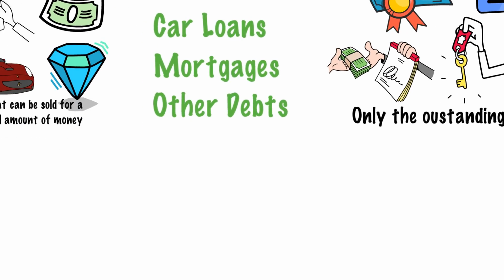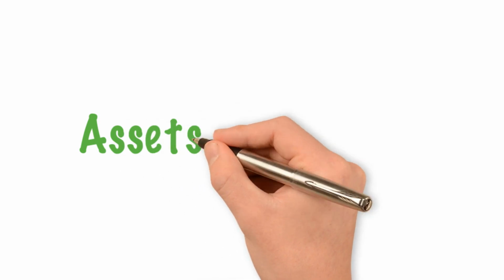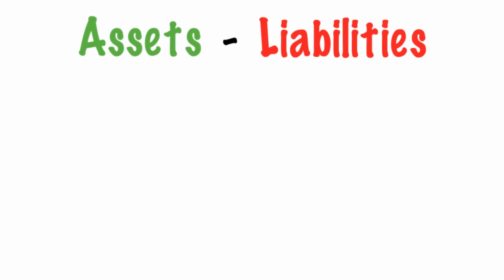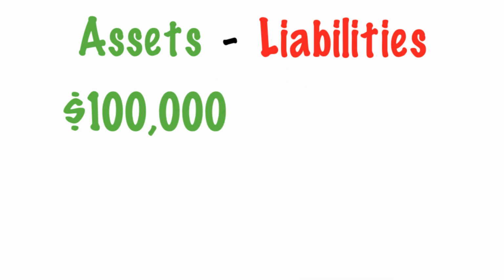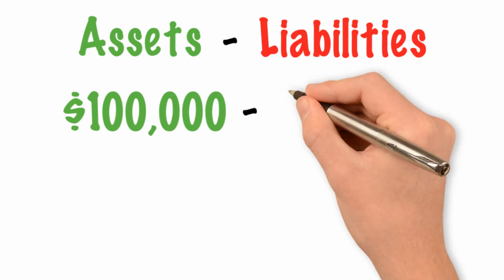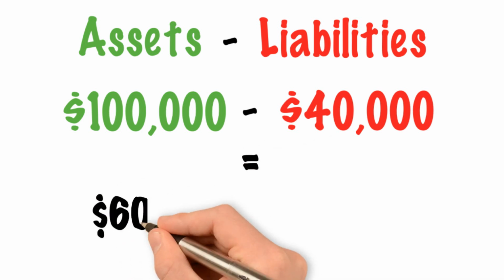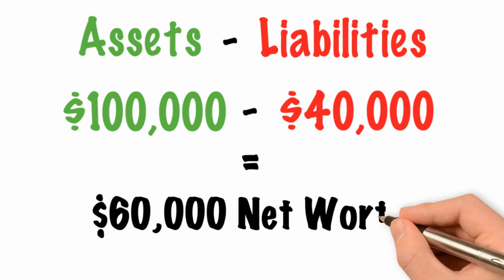Now it's time to do the math. Again, this is very simple. Take the total value of your assets and subtract your liabilities. For example, let's say your assets come out to a total of $100,000 and your liabilities come out to $40,000. $100,000 in assets minus $40,000 in liabilities comes out to a net worth of $60,000.